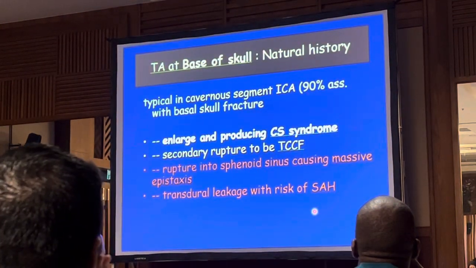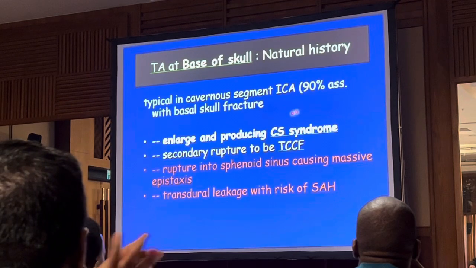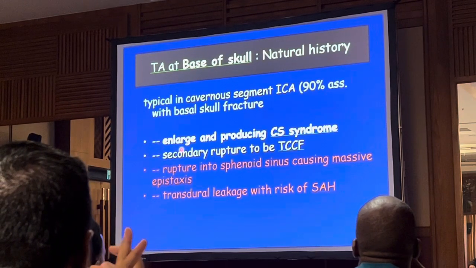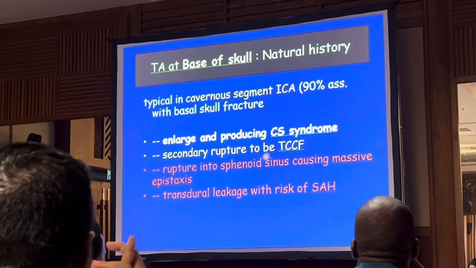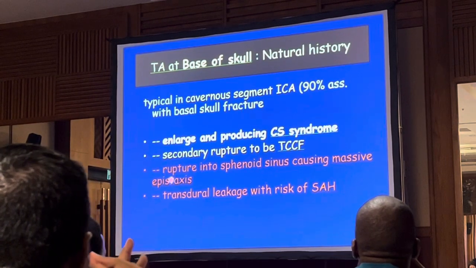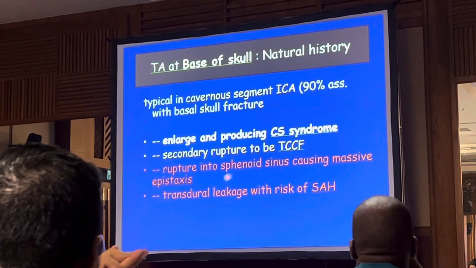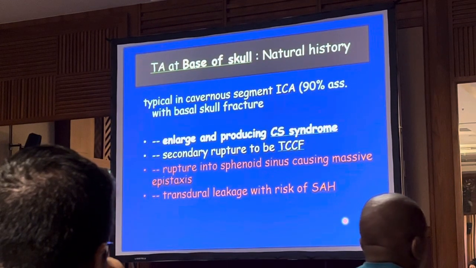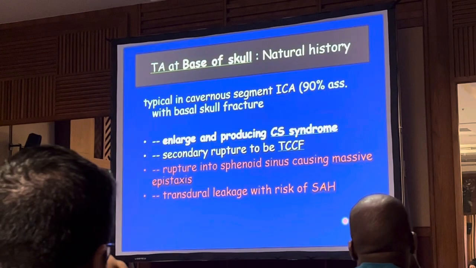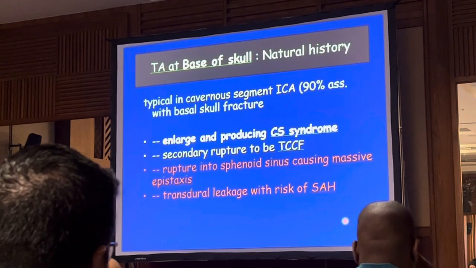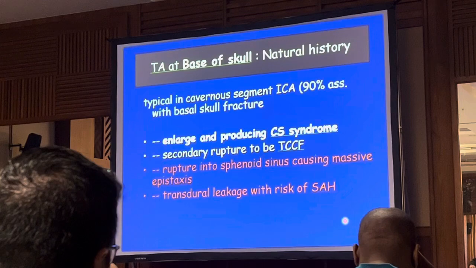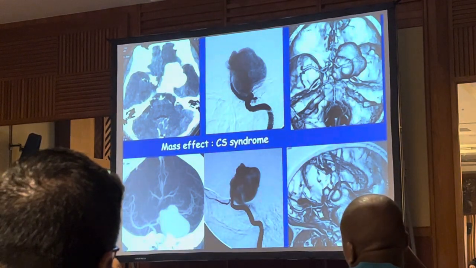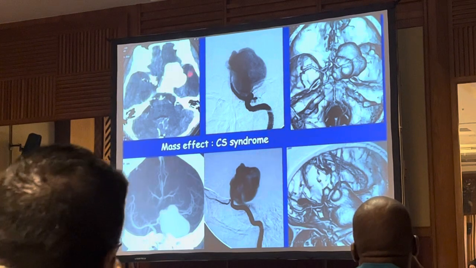So how about this aneurysm, and what about the natural history? It can enlarge and produce cavernous sinus syndrome. It can rupture to be a traumatic carotid-cavernous fistula. It can rupture into the sphenoid sinus, causing massive epistaxis. And in the above-cavernous segment, if you have a dural tear at the region, you can have leakage with subarachnoid hemorrhage. Size can grow along with time.